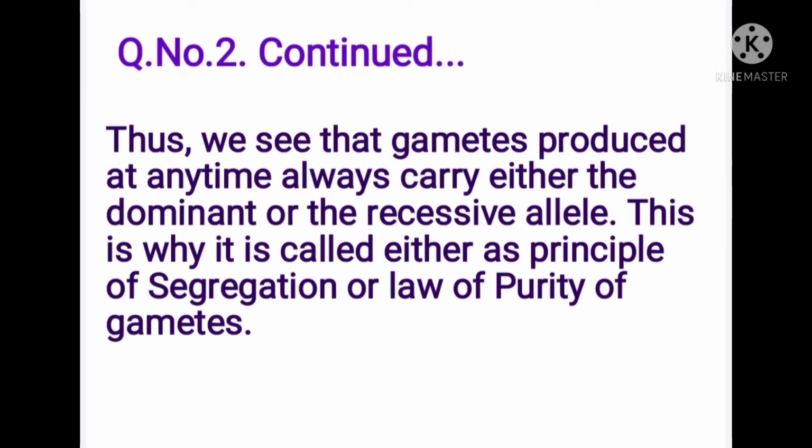Thus, we see that gametes produced at any time always carry either the dominant or the recessive allele. This is why it is called either as principle of segregation or law of purity of gametes.